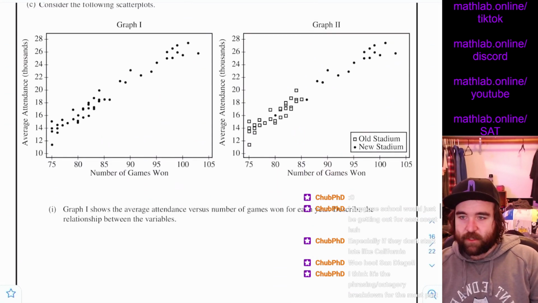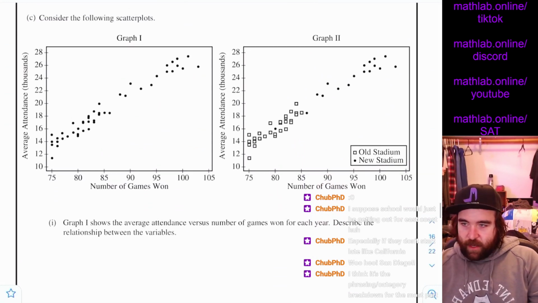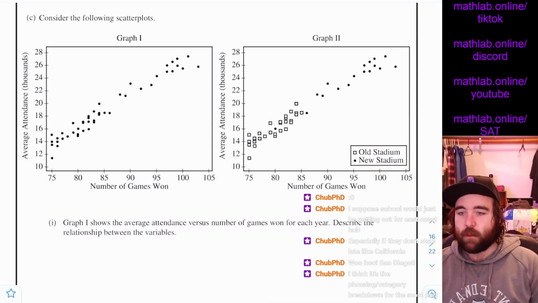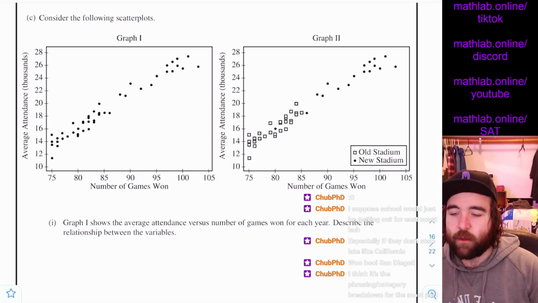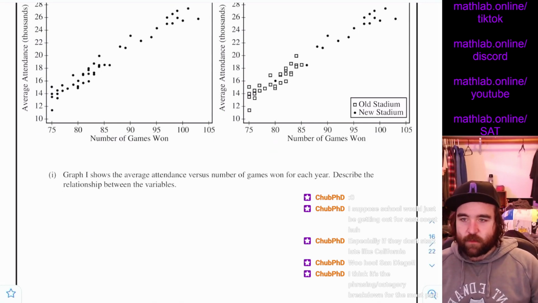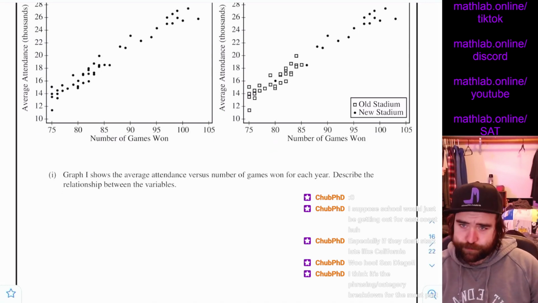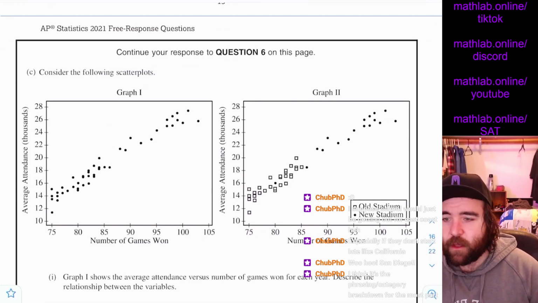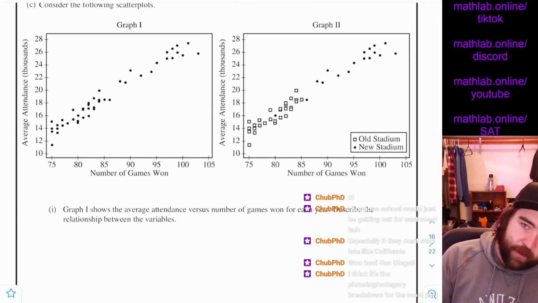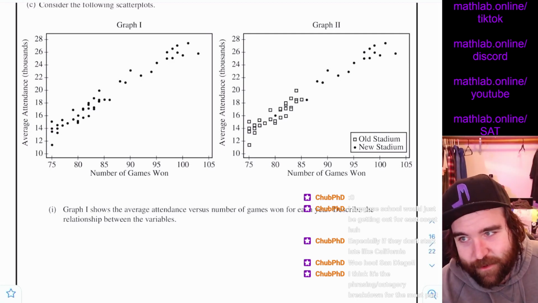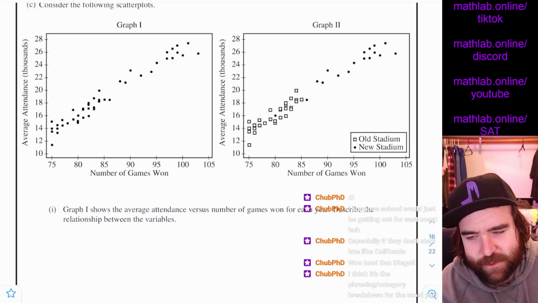Now we're getting into the spicy parts. Consider the following scatter plots. Number of games won versus average attendance. And then the next one, average attendance versus games won. Graph 1 shows the average attendance versus number of games won for each year. Oh, so this is taking away the time. This is just showing that it's more based on their winning seasons, and then when they got their new stadium, they just started winning more? That's kind of weird. I guess that's not that weird, actually.